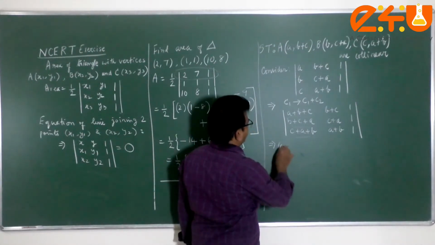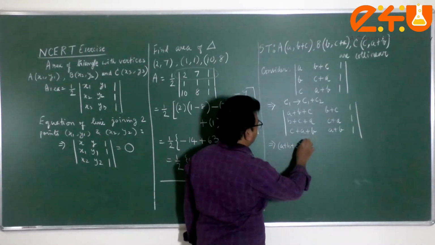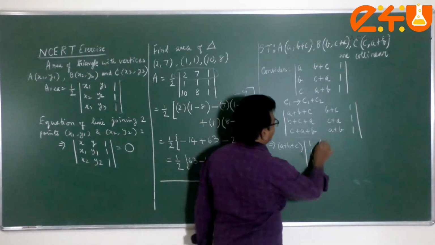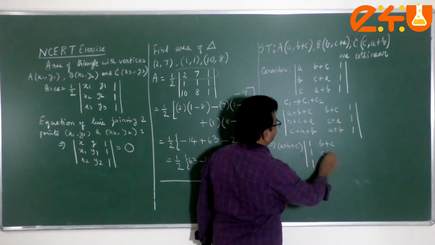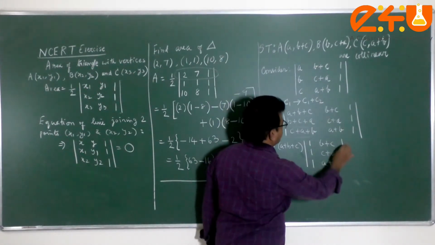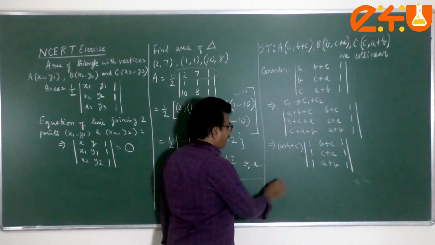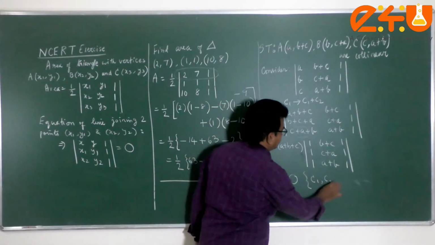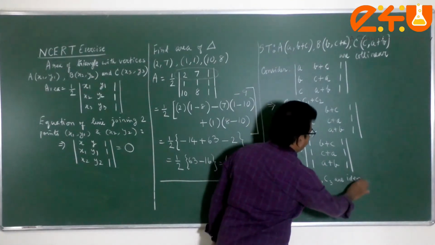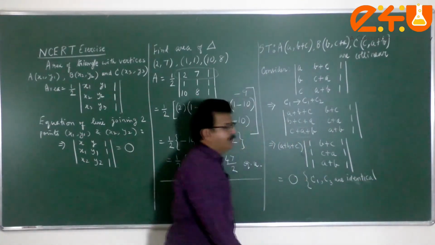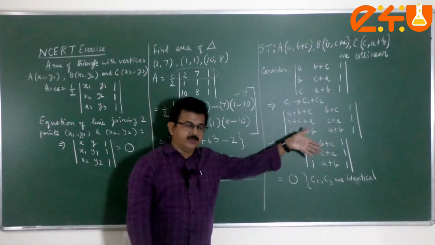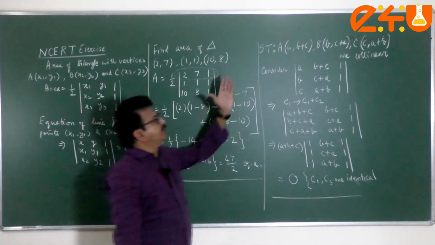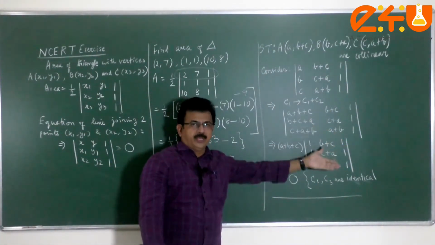So A plus B plus C can be pulled out as a common factor from column 1. Then column 1 becomes 1, 1, 1. Column 2, no change. Column 3, no change. But now you know the answer is 0, because C1 and C3 are both identical. Two columns being identical makes the determinant value 0. So this is the way you prove the 3 points are collinear.